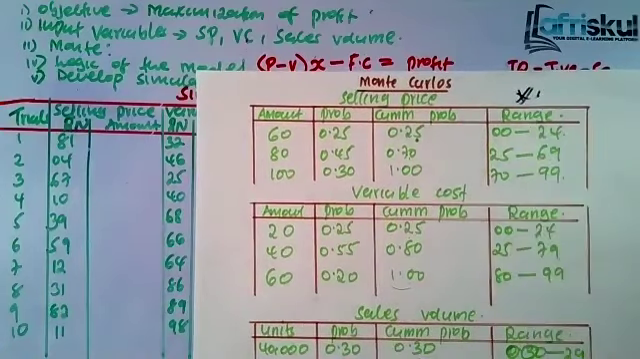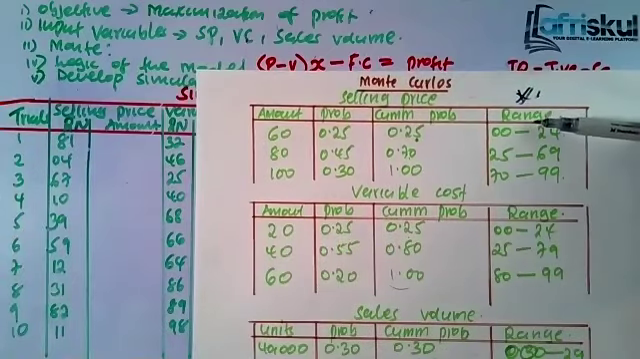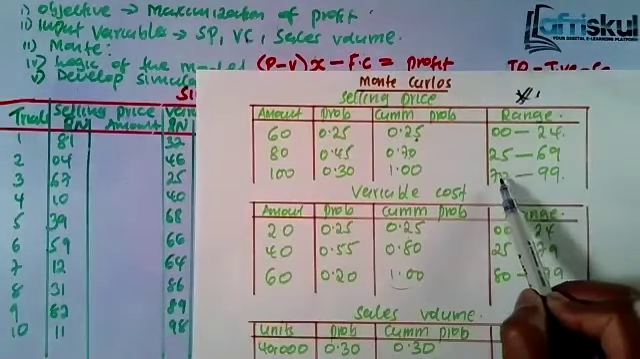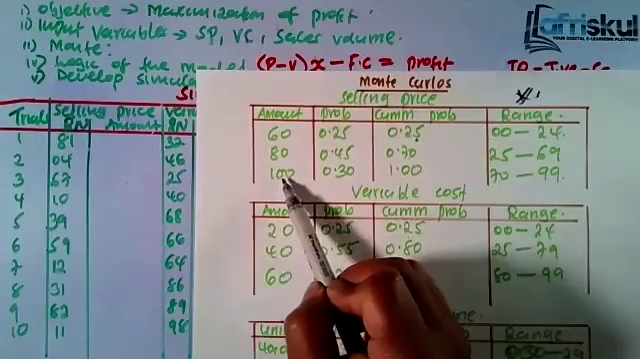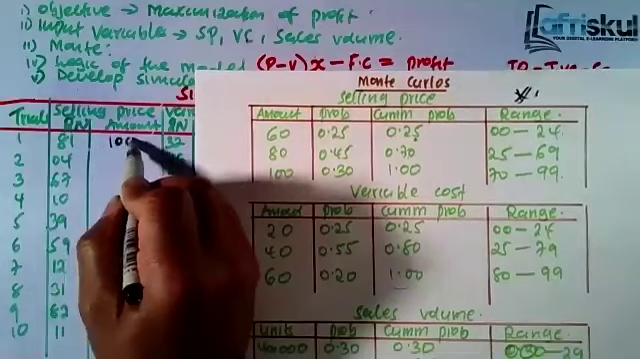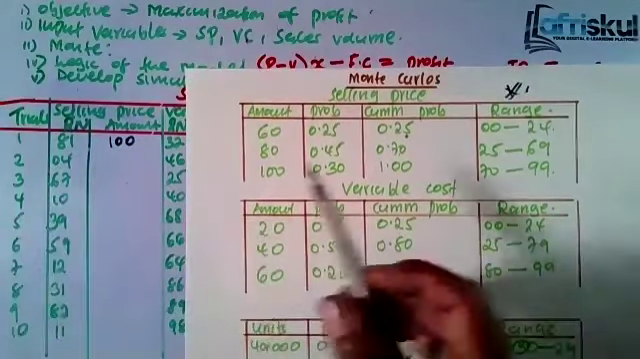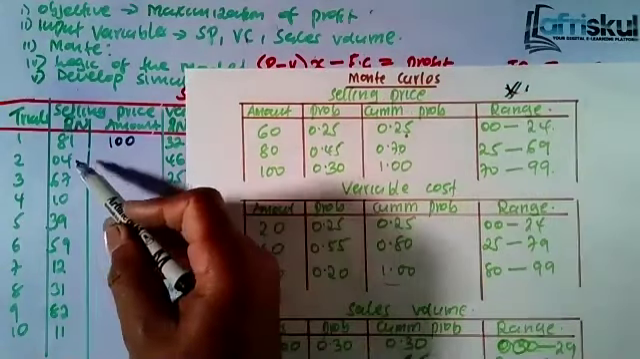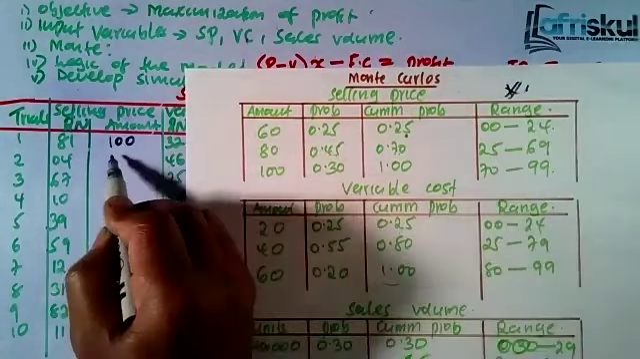Let's look at the ranges. For example, the first random number is 81. You come to the ranges and ask yourself, where can you get 81 under the ranges? So 81 is in between 70 and 99. That means the amount will be 100. The second one is 04. You come to the range still under selling price, and 04 is in between 00 to 24, so that means the amount will be 60.